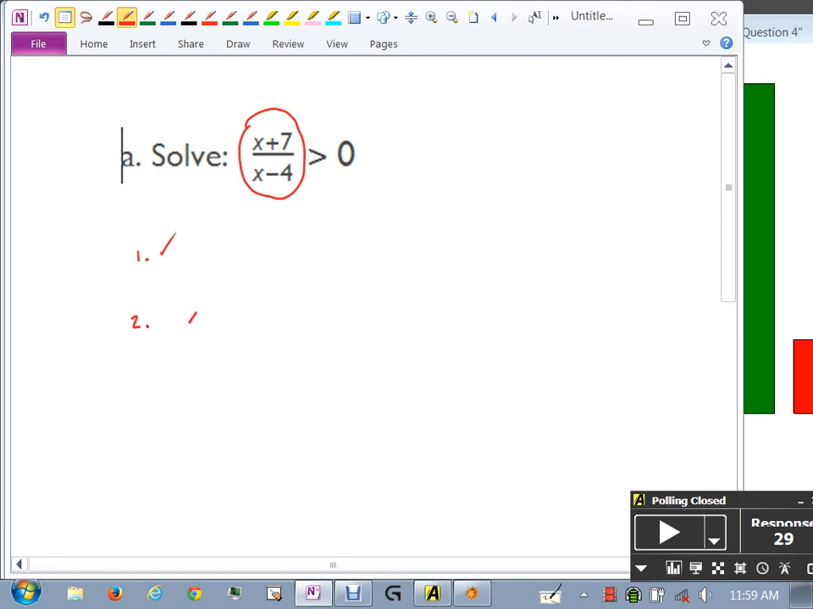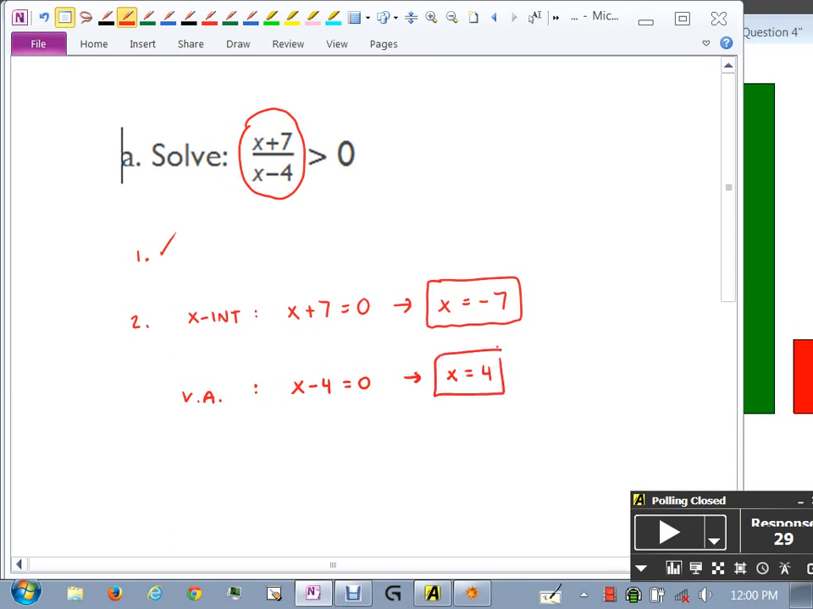So let's get the x-intercepts. Where are my x-intercepts? I set the top equal to 0, which means x is -7. That's one of the points I'm going to have. I need to find out where my vertical asymptotes occur. That's where the bottom is 0, so when x is 4. Understood? So are we done with step 2?